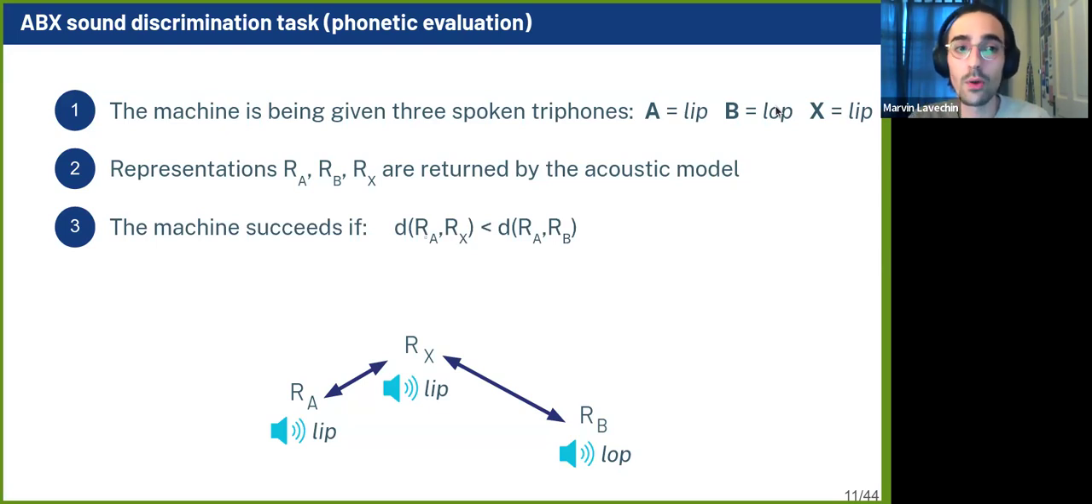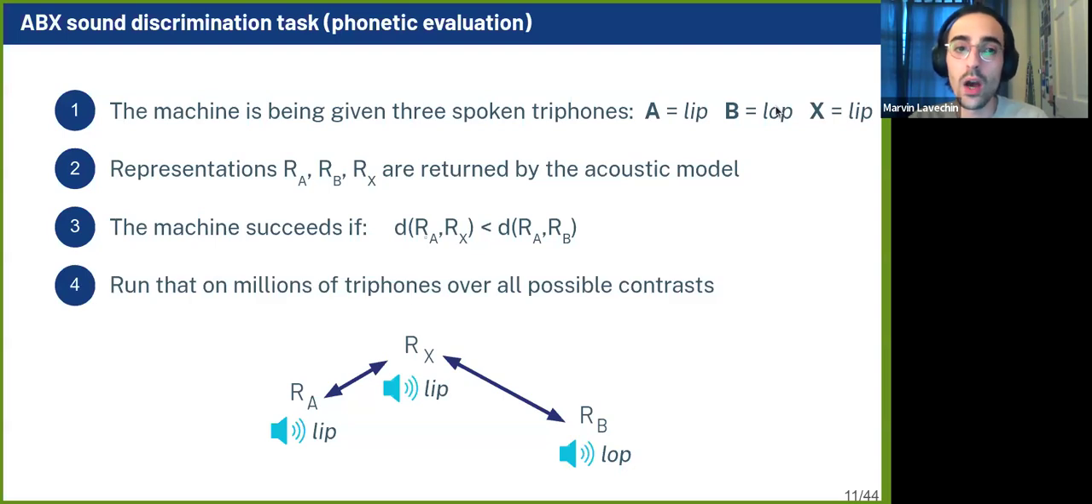So basically, in this task, the machine succeeds if the distance between the two occurrences of the same triphone is smaller than the distance between the two occurrences of different triphones. So lip and lip, which are two different occurrences of the same triphone, must be closer to one another than lip and lop. And finally, one thing we cannot do with children is that with machines, we run that on millions of triphones over all possible contrasts in English or French.